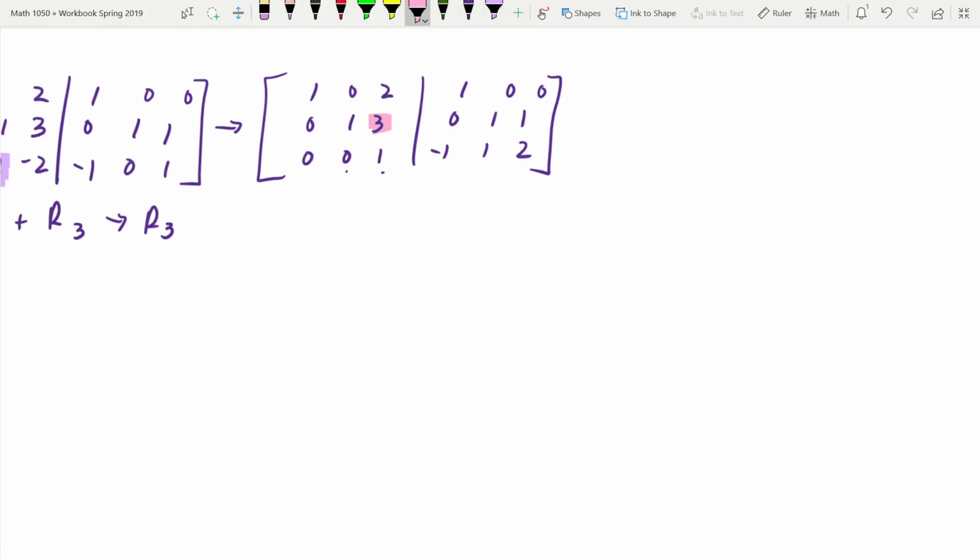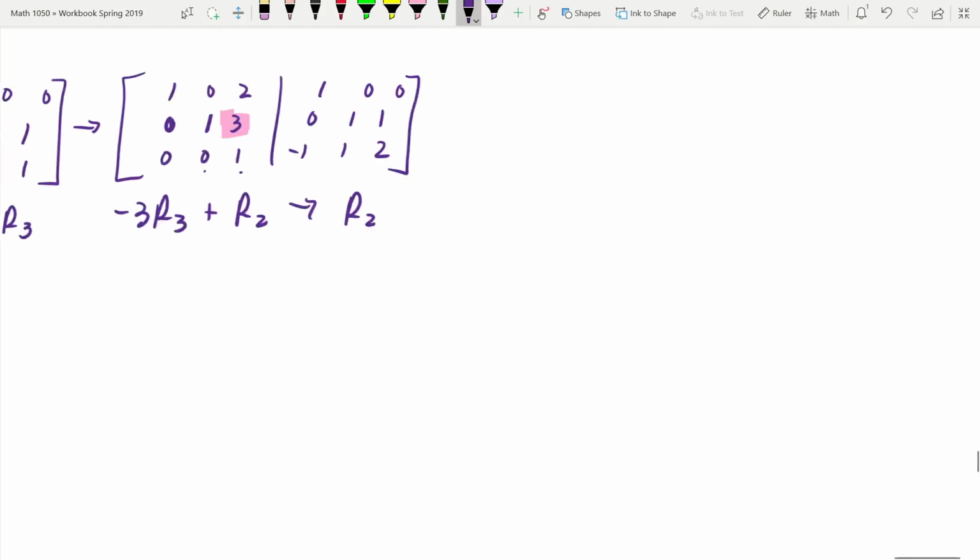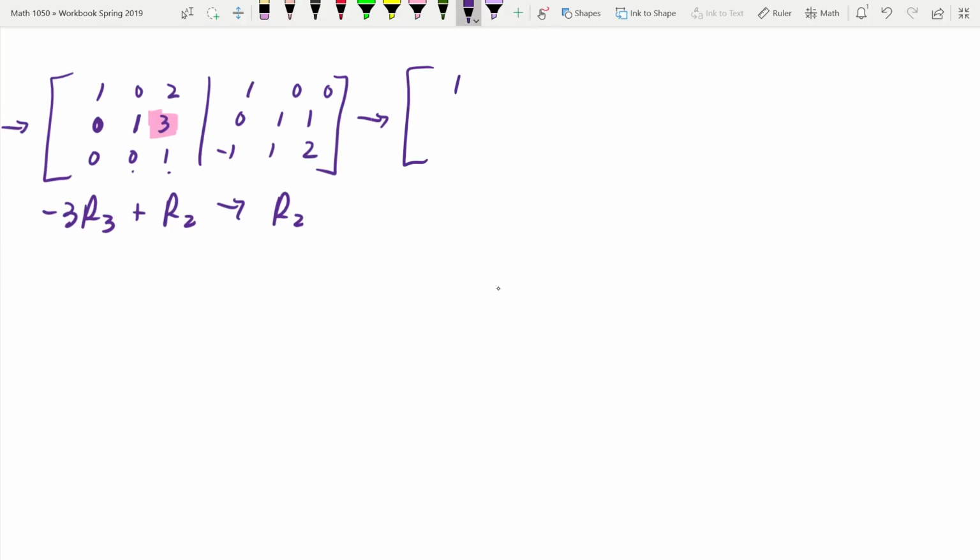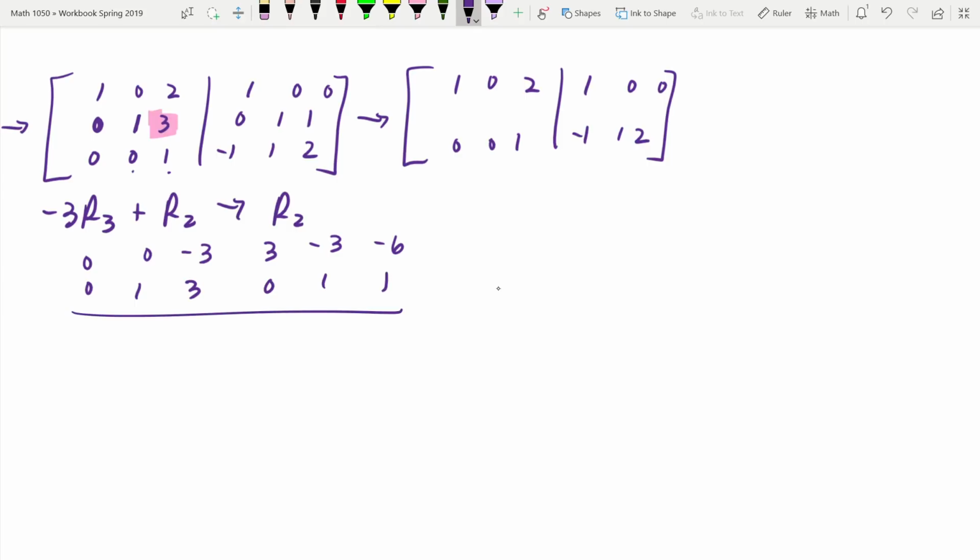I got that 0 to be what it was supposed to be, and I also got that 1. So the next thing I need is a 0 here. Remember, you cannot use row 1 because row 1 will mess up this 0 and that 1 that I just got. So I'm going to go -3 times row 3 plus row 2 becomes my new row 2. So row 1 doesn't change. Row 3 doesn't change. Distribute a -3 across the bottom. 0, 0, -3, 3, -3, -6. Write row 2 underneath it. Add those together and I get 0, 1, 0, 3, -2, -5.